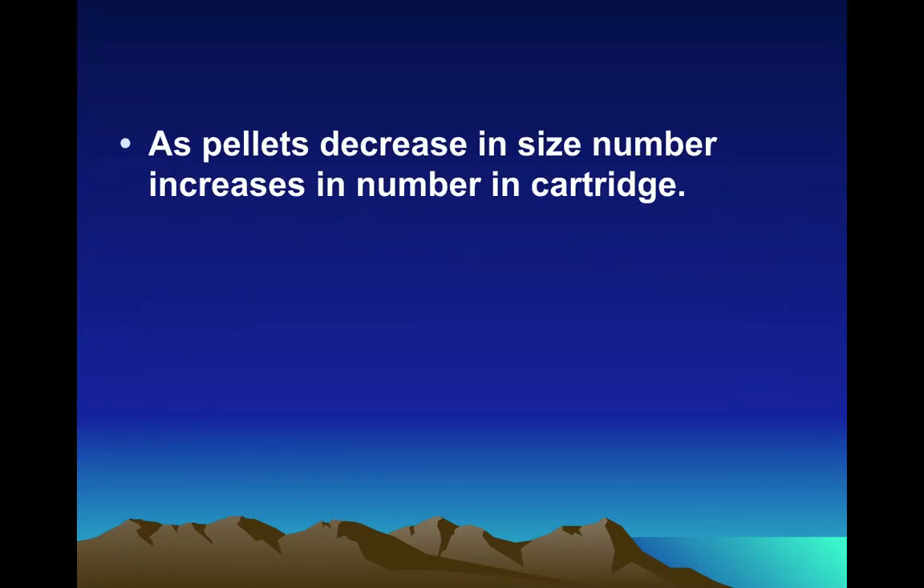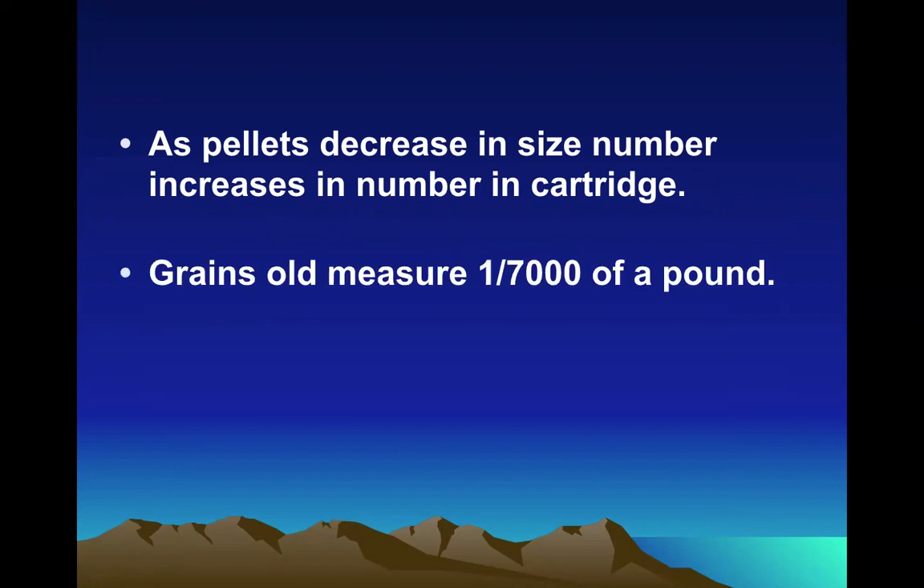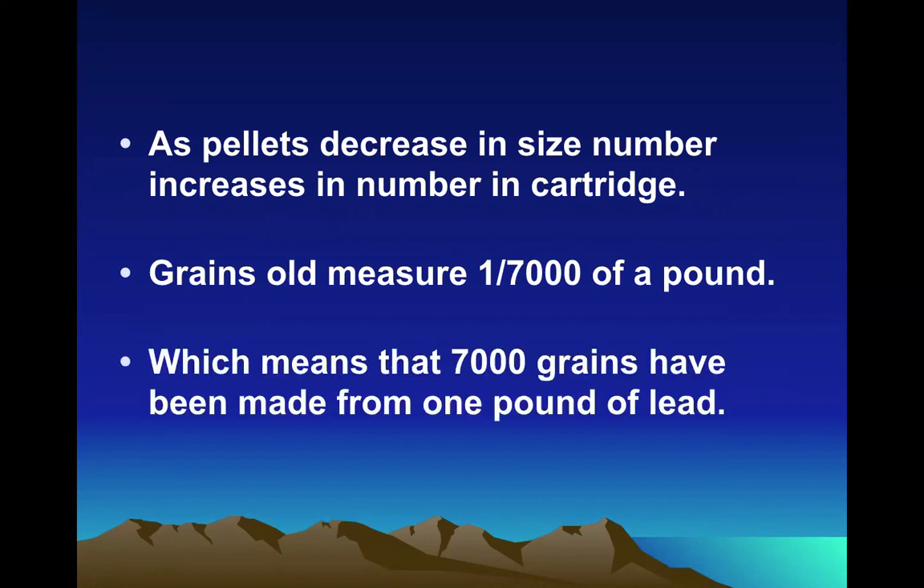As pellets decrease in size, the number increases. For example, the old grains are 1 over 7,000 of a pound, which means that there are 7,000 grains made from 1 pound of lead.